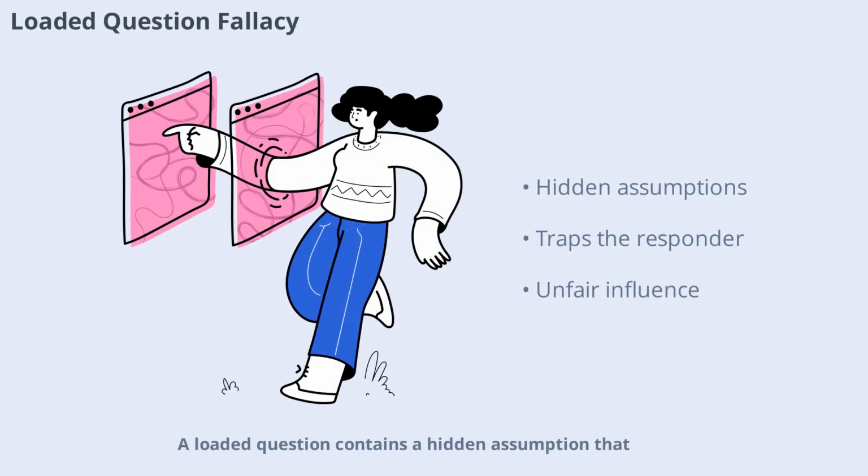Loaded question contains a hidden assumption that makes it difficult to answer without appearing guilty. For example, have you stopped cheating on tests? Implies the person has cheated before. This fallacy puts people in a tough spot and can unfairly influence conversations. Recognizing loaded questions helps us respond thoughtfully and avoid being trapped by assumptions.